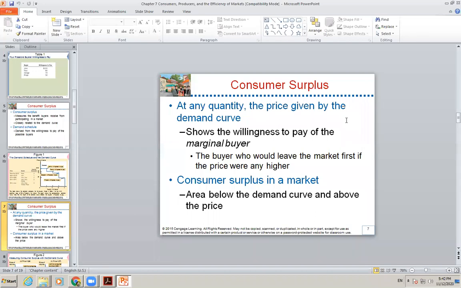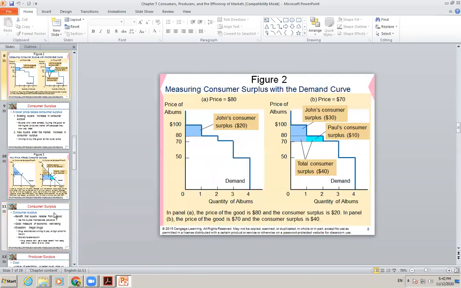Consumer surplus in the market is, let me just move here.